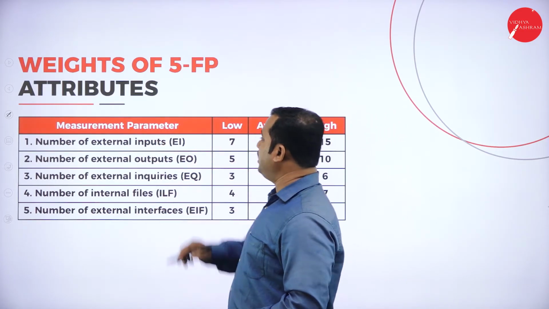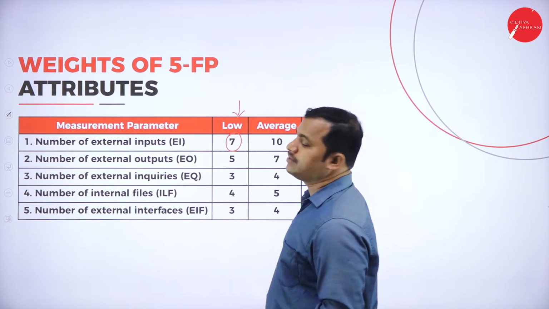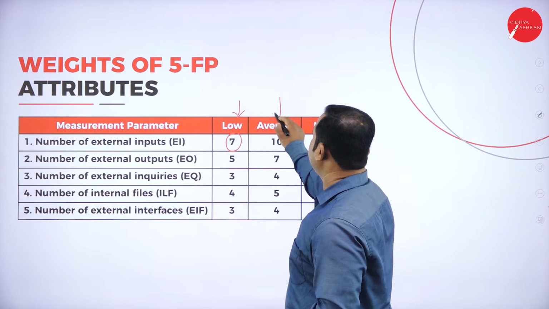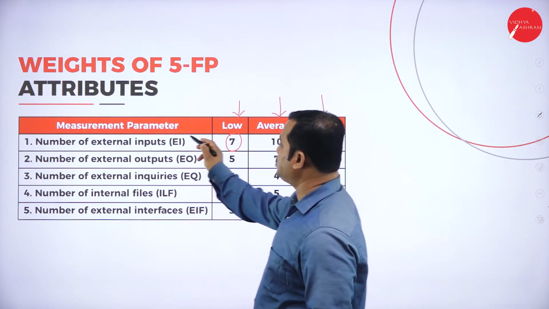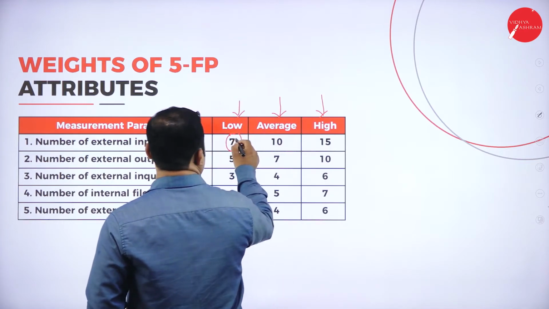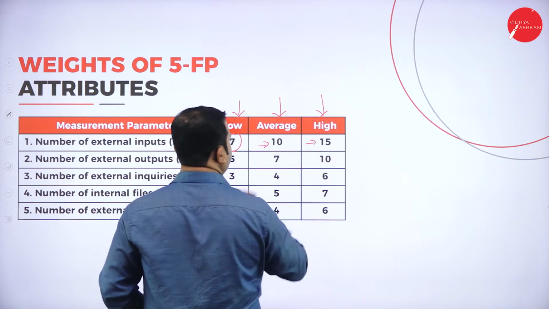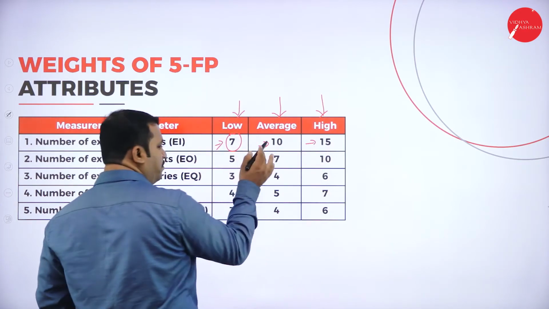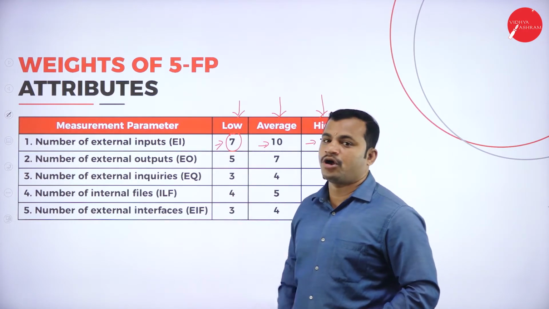In this measurement parameter, low is one complexity, average is another complexity, high is another complexity. List of external inputs: low complexity is 7, average complexity is 10, high is 15. So this is the input taken or information collected from a software project.